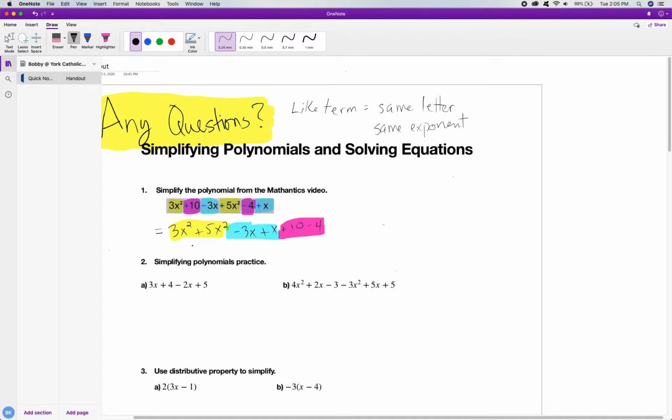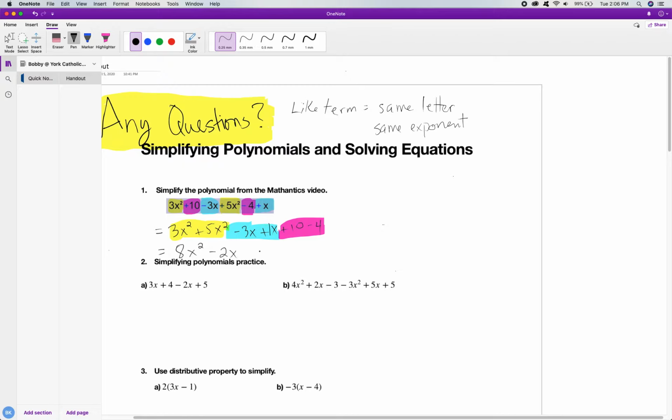Now I can only add or subtract in the same group. So now 3x squared plus 5x squared. I'm just adding the number that's in front. Okay, so 5 and 3 make 8. I don't change the thing that I'm adding. I'm adding the x squareds, it stays x squareds. I have negative 3 plus 1x. Now I don't see the 1, but there's an imaginary 1 there. Negative 3x plus 1x makes negative 2x.